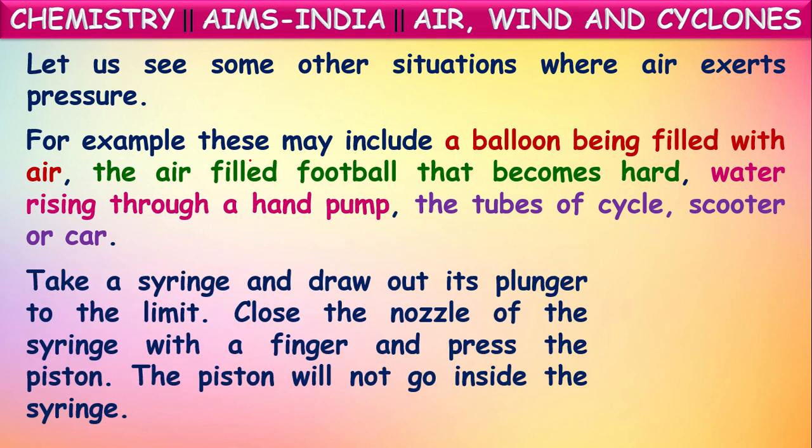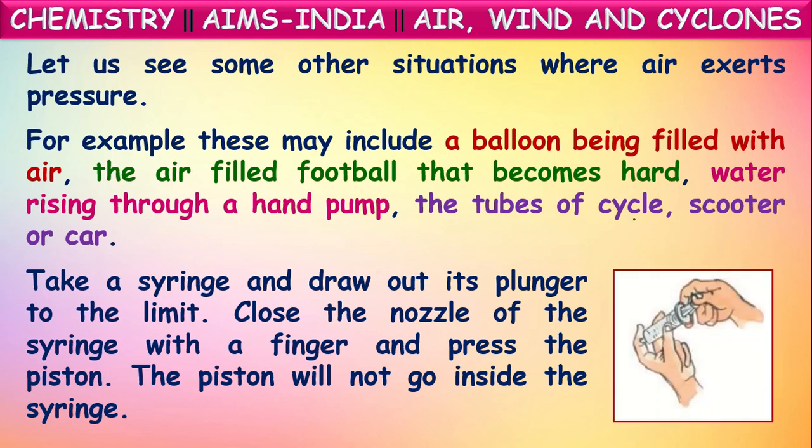Take a syringe and draw out its plunger to its limit. Say this is the syringe they have taken. We have to pull out this plunger till its limit. Now let us close the nozzle of the syringe tightly with a finger, and then if you press the piston into the syringe, what do we observe? The piston will not go into the syringe even though you press harder.